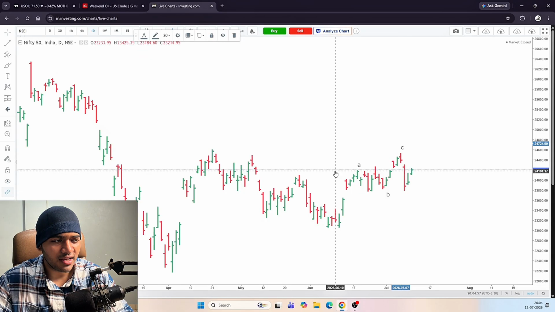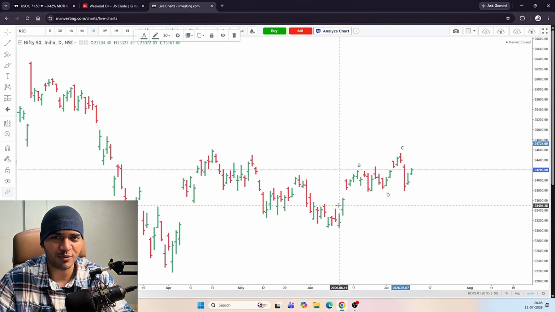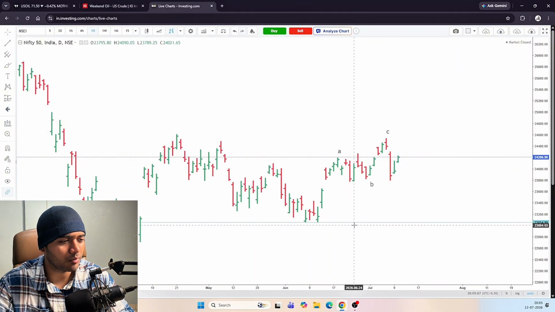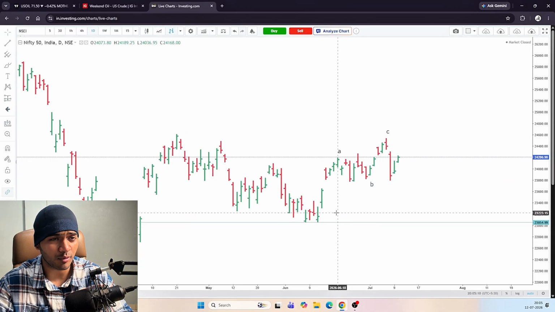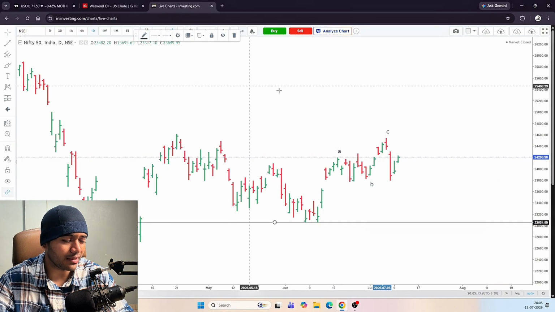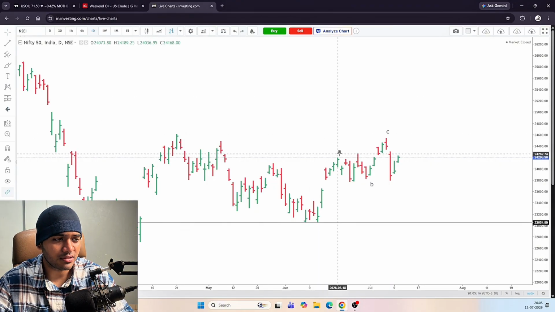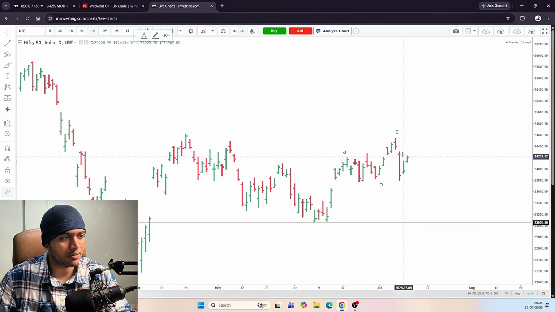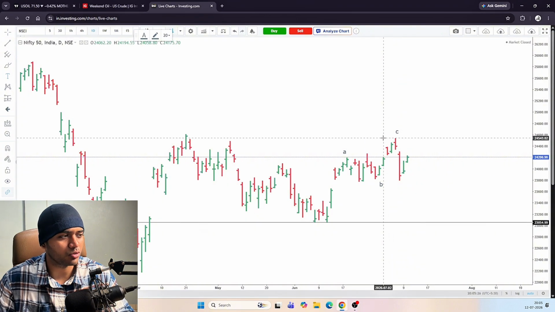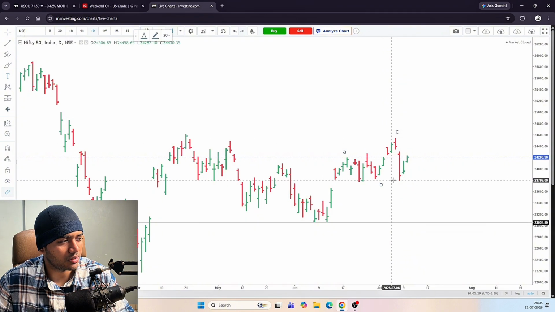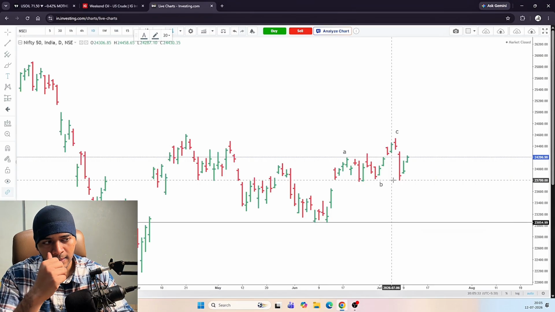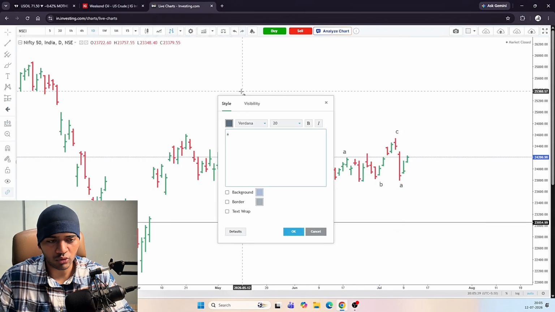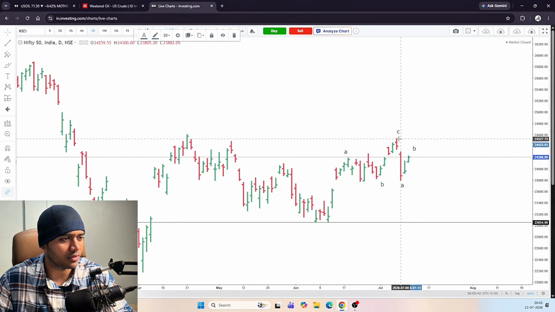When I do this, there's no easy way of saying it, but whenever we complete an ABC correction, you tend to anticipate that you come back to the level from which you started this entire move, which was the 23,000 level, and test that level once. That is what textbook teaches us, right? So maybe there's a possibility that this strong down move of almost 750-800 points, from 24,500 till 23,800, would just be wave A, and this could be wave B, and then we again do a correction lower in wave C.